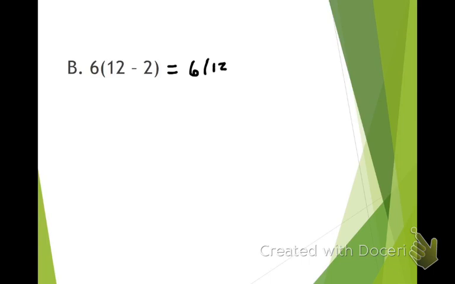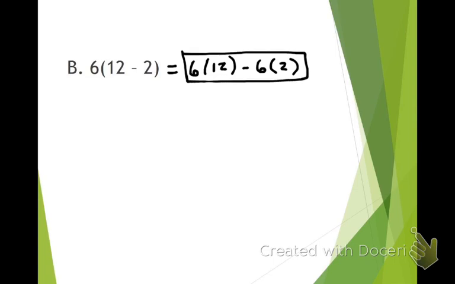6 times 12. Minus, because there's a minus sign there. Keep the minus sign, okay? Minus what? 6 times 2. That is an equivalent expression. Box it in because that's your answer. Now, Mason, do you feel comfortable enough to check the answer for us? All right, check it out. Go ahead.